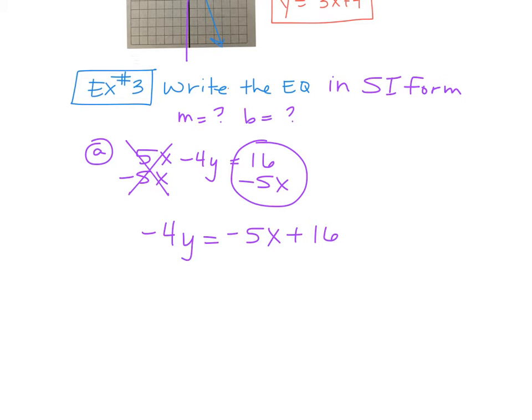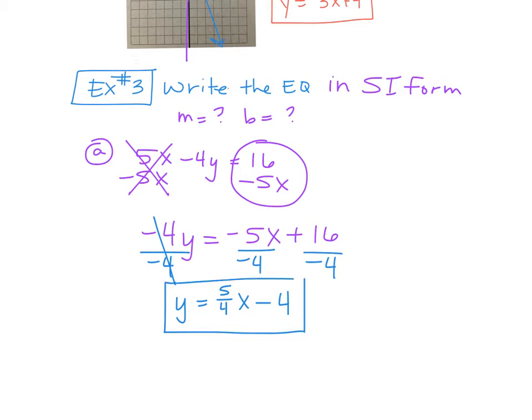Then what do you do? Then divide by negative 4. So divide by negative 4, divide by negative 4, divide by negative 4. You have to do it on every one of them, okay? This is 1, so we're left with y. Negative 5 over negative 4 is just a positive 5 over 4x. And then 16 divided by negative 4 is a negative 4. So in slope-intercept form, it would look like that. What is your slope? 5 over 4. What is your y-intercept? Negative 4, okay? Whatever sign is in front of that number, if it's plus, it's a positive 4. If it's minus, that means it's a negative 4.